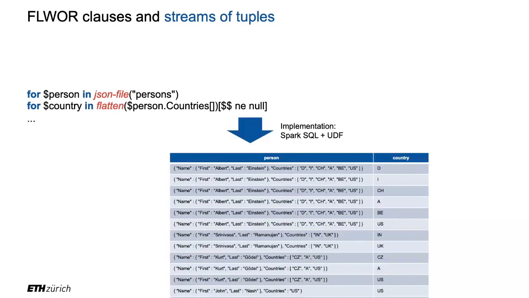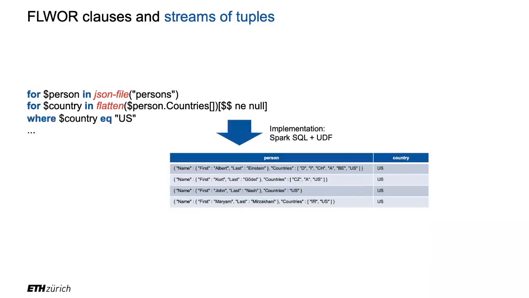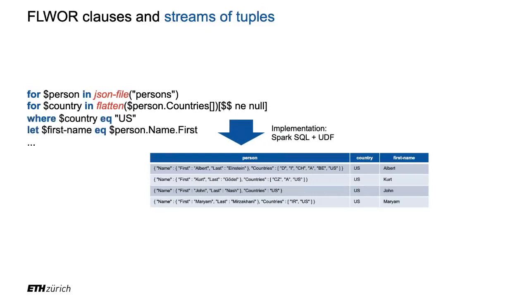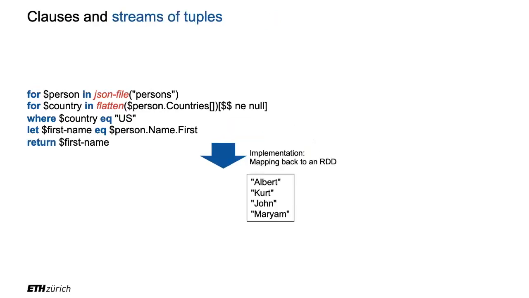Then what happens is that if you have another for, that creates a second column with the name of the variable. And in that case, we detect it's a string. The type of country is a string. So we also use a string type in the data frame. And then where is, again, going to be a filter on that data frame, right? We interpret that as a filter. Then a let will add yet another column. Here we might automatically detect that it's always a string. So we put a string type for that column. And then when we return, this is the end of the flower. So now we convert it back to some RDD of items.